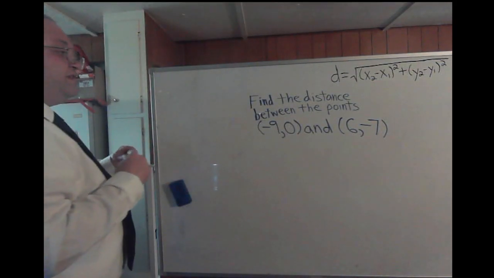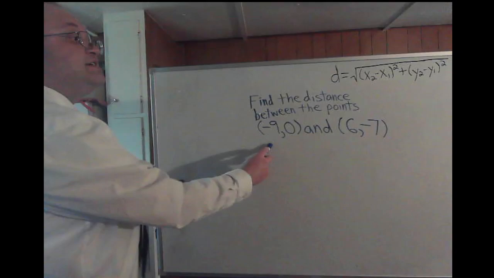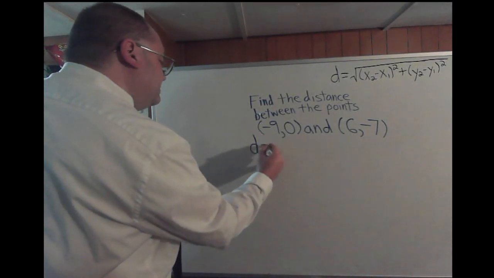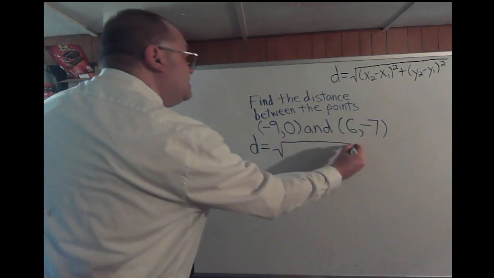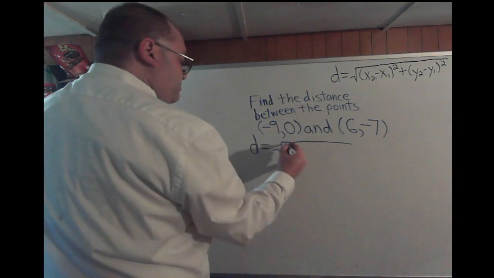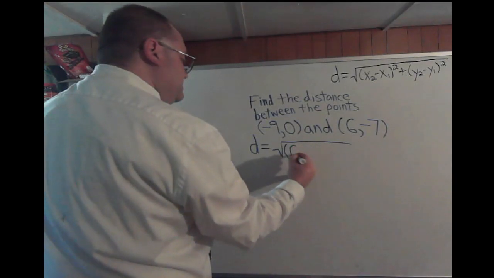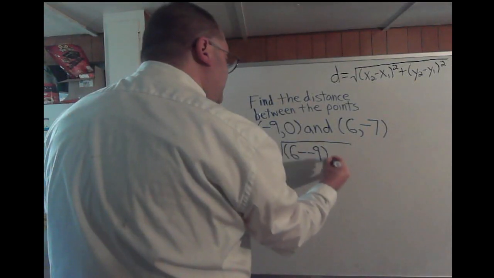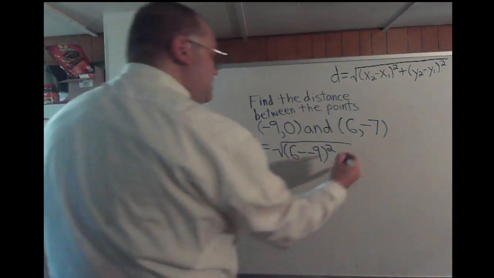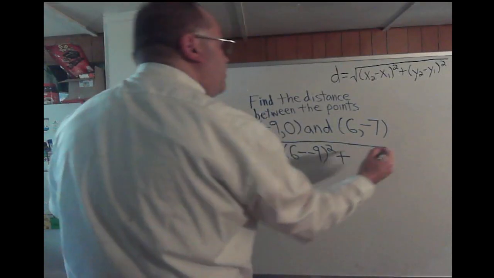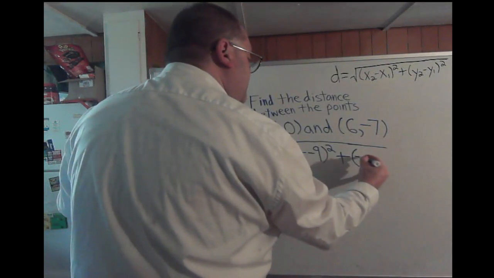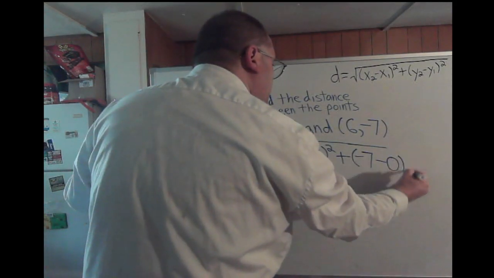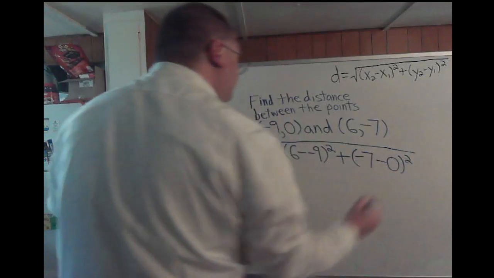All right, so this time we're going to find the distance between the points -9, 0 and 6, -7. So let's go ahead and set up the distance formula. That'll be equal to the square root. We'll make 6 our x2. So we'll have 6 minus the x1, which is -9. So we'll have 6 minus -9, that quantity to the second power, plus our y2, which would be -7, minus our y1, which would be 0, raised to the second power.